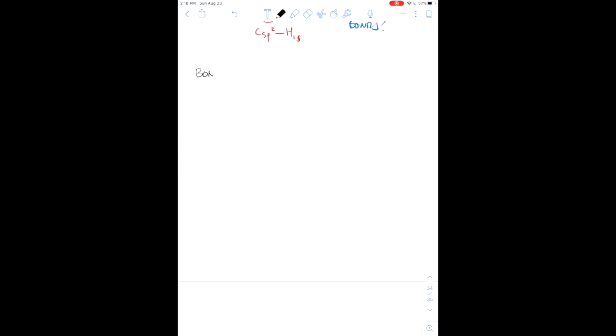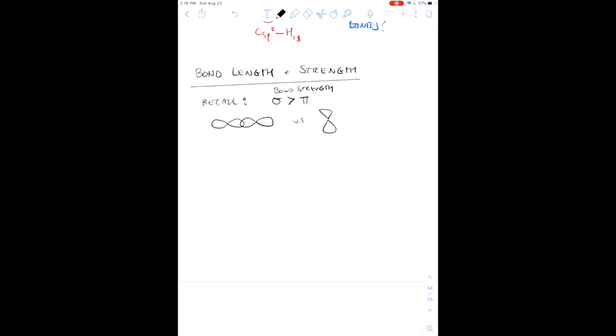All right, so let's move on to bond length and bond strength. Again, reviewing, so it's going to be moving fast. Recall that a sigma bond is stronger than a pi bond. This is with respect to bond strength. It's because we have the overlap parallel for the pi and straight head on for the sigma, and so there's better overlap for the sigma bond.